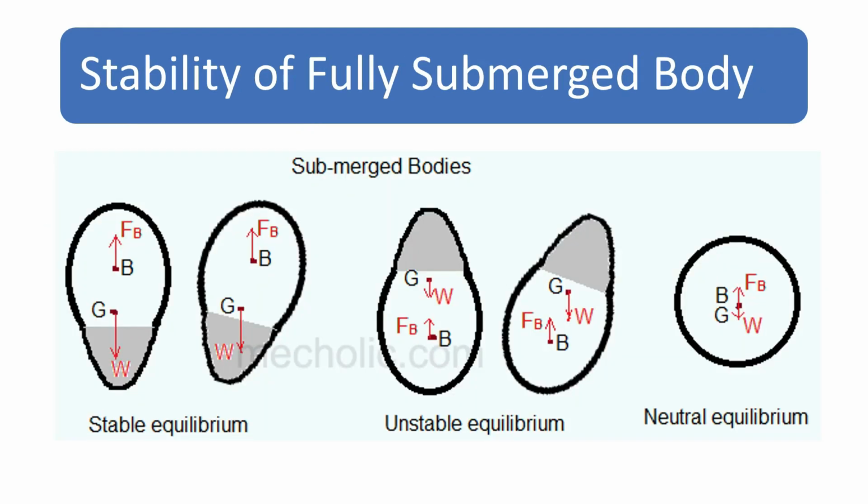Now let us see the stability of a fully submerged body. What is the condition for the stability? You can see the figure on the left side. The center of gravity is here and the center of buoyancy is here. The weight W is acting downward at the center of gravity, and at B the buoyant force is acting upward.